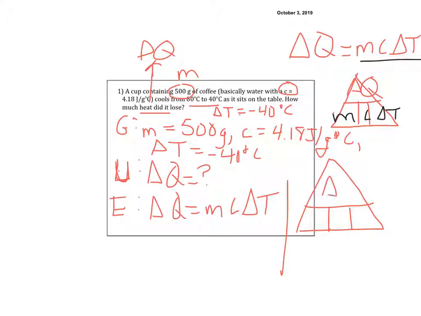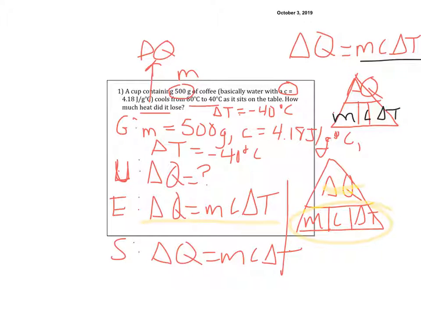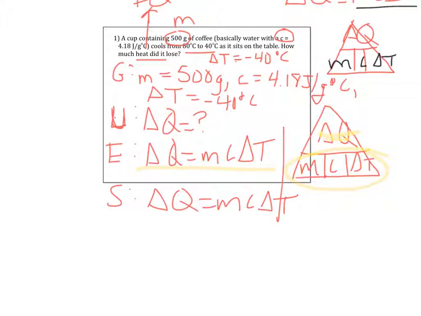So we'd have delta Q, MC delta T. It's already solved, so we can see that it's a pretty easy one to look at. So delta Q is just going to equal all those things put together. This one's already solved, so we don't have to do anything there. So for our solve, we just end up with delta Q equals everything at the bottom of the triangle, MC delta T. In other words, delta Q depends on all those things, right? So then, this up a little bit.